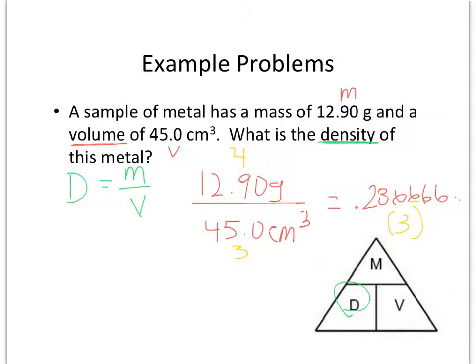I'm going to look at that 6. It's 5 or greater, which is going to round the 6 preceding it up. So my final density of this metal is 0.287 grams per centimeter cubed. So you'll notice here that my units are not like units, so neither one of those will cancel out.